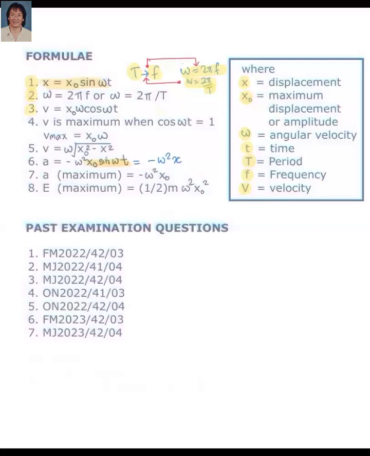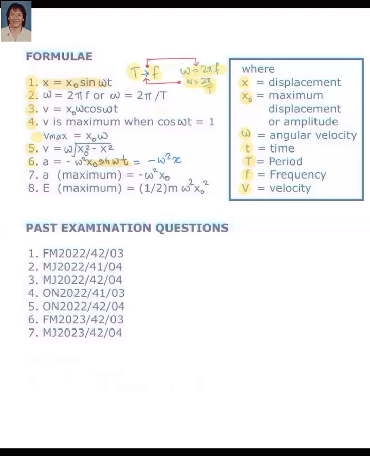Then number 3 is v equals xo omega cos omega t. This formula allows you to find the velocity at different times. Number 4, v is maximum when cos omega t equals 1. Therefore, your v max equals xo times omega. Number 5, v equals omega root of xo squared minus x squared. This formula number 5 allows you to find the velocity at different displacement.